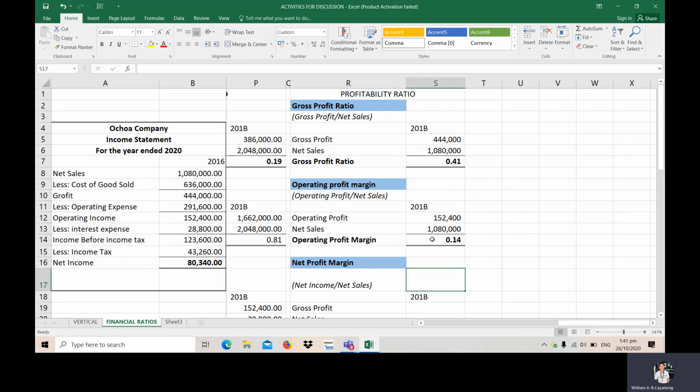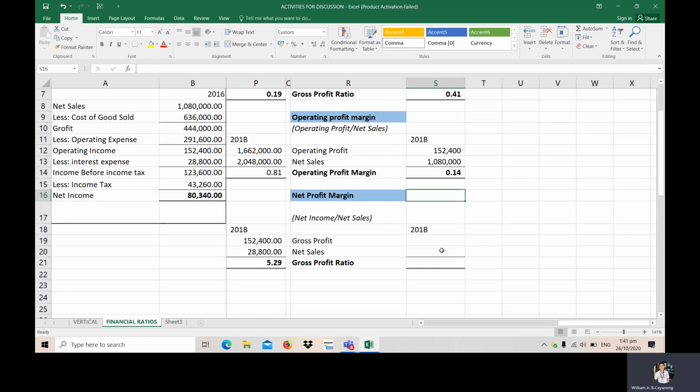It's getting smaller, right? So for our operating profit, from the gross profit, we are going to deduct our operating expenses. But it's not just that, there are still expenses that have not been deducted, for example the interest expense or the income tax. So it's really very low. We could say that this business did not manage its expenses well.